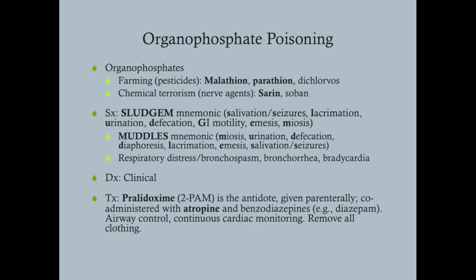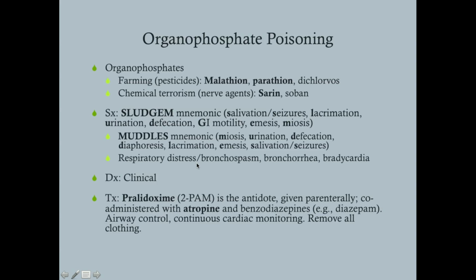The symptoms of organophosphate poisoning, there's a few mnemonics. These are my favorite ones. So the first is SLUDGEM, S-L-U-D-G-E-M. That's salivation and seizures, especially if they get into the CNS. Lacrimation, tears. Urination, defecation, primarily your diarrhea, incontinence of stool. GI motility, which can cause abdominal pain. Emesis and miosis. SLUDGEM. The other one is MUDDLES. Miosis, urination, defecation or diarrhea, diaphoresis, lacrimation, emesis, and salivation or seizures.